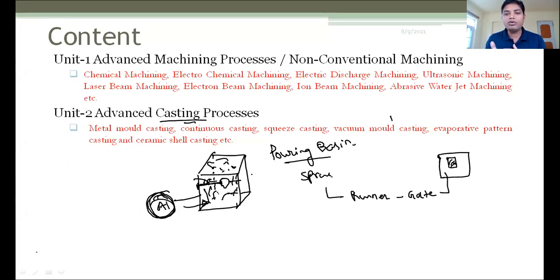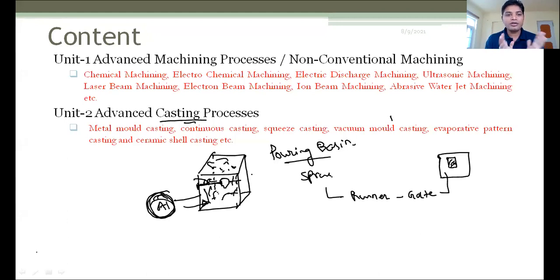as well as the different types of properties, like what basic properties are required. We can say permeability, collapsibility, and there are other properties like flowability. So these are the basic properties that I hope you have studied.